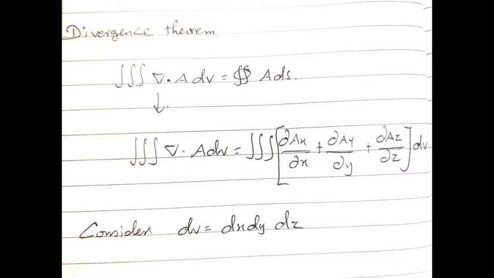So the triple integral of dou Ax by dou x plus dou Ay by dou y plus dou Az by dou z into dV. After substituting this, we have to consider dV. A triple integral is based on the volume function, so instead of dV, we have to substitute dx, dy and dz. This dV is common for dou Ax by dou x, dou Ay by dou y and dou Az by dou z.